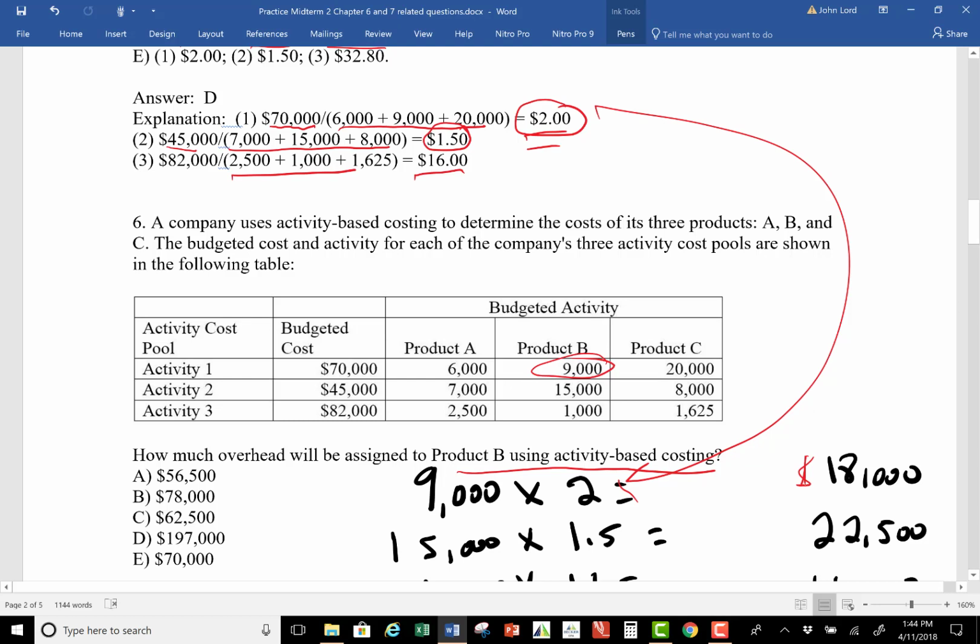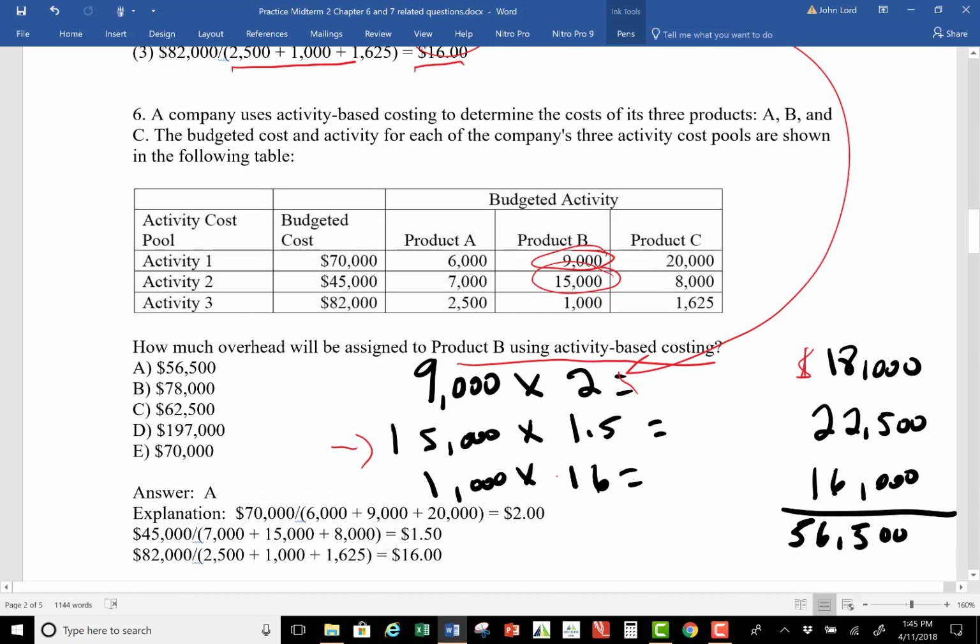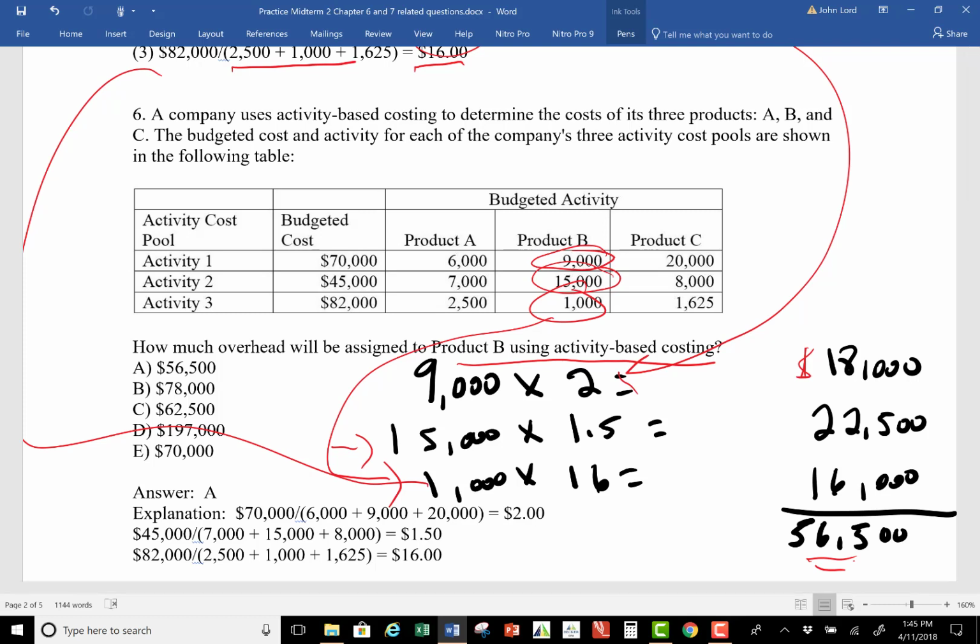Then $1.50 times the amount used for product B for activity 2, which is 15,000, gives me 22,500. I do the same thing for activity 3, $16 times the 1,000 units there gives me 16,000. So the answer is 56.5. So we came up with the rate per activity and allocated to the products accordingly.